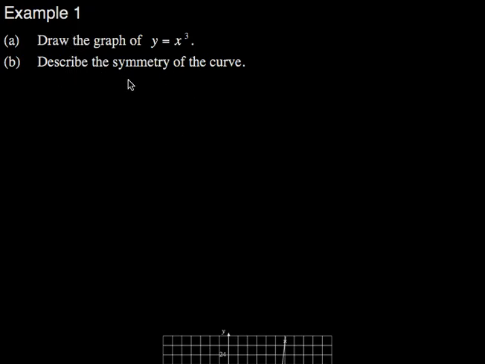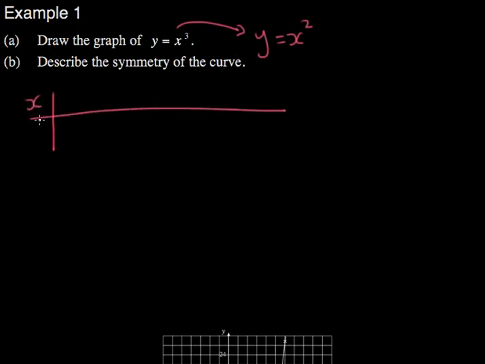In this example, they're asking for y equals x cubed. This is going to be different to y equals x squared that we did before, and we'll see why when we try to draw our grid. So in the same way as before, we'll draw the grid out and we'll do it from -3 to 3 again.